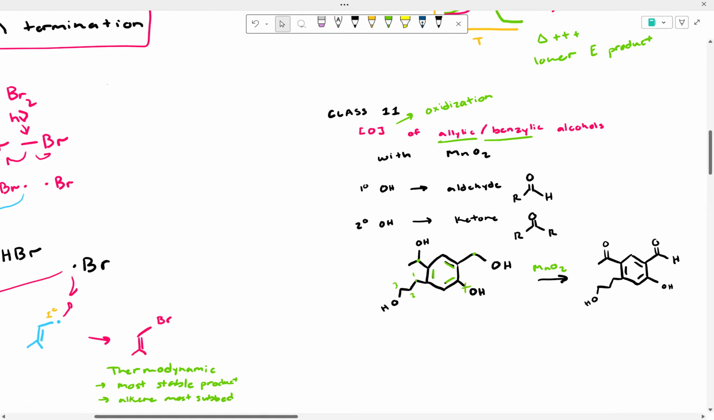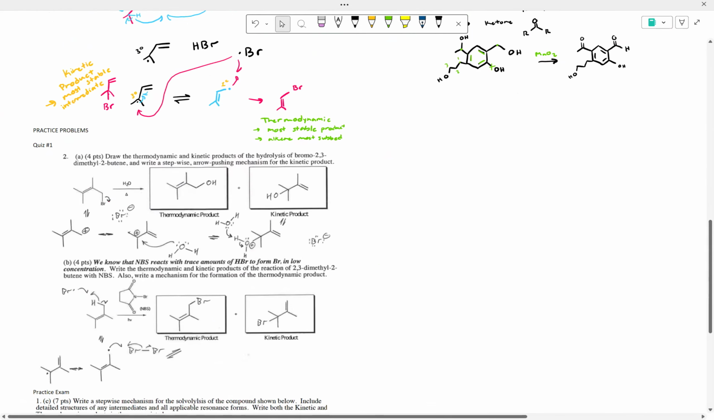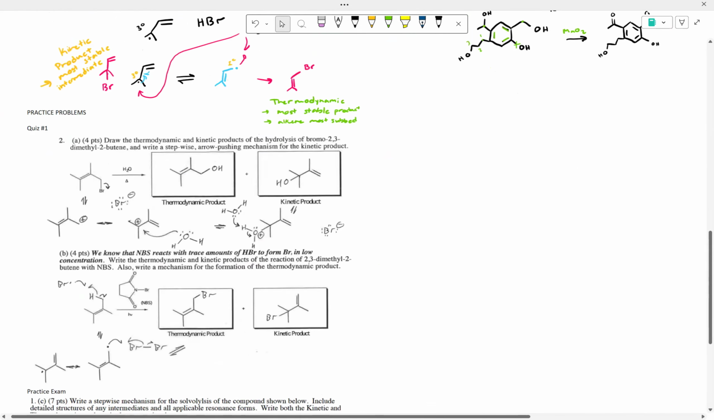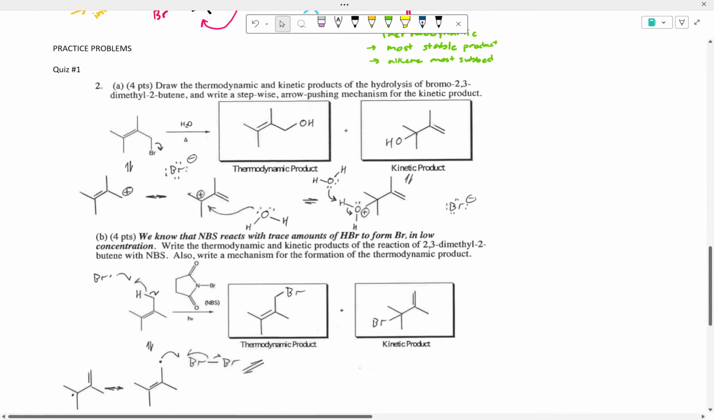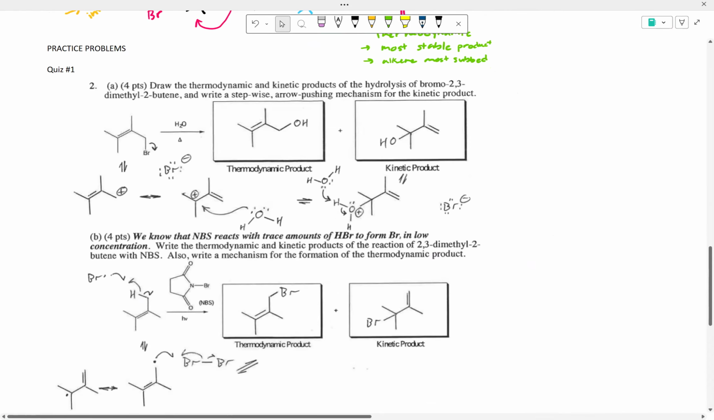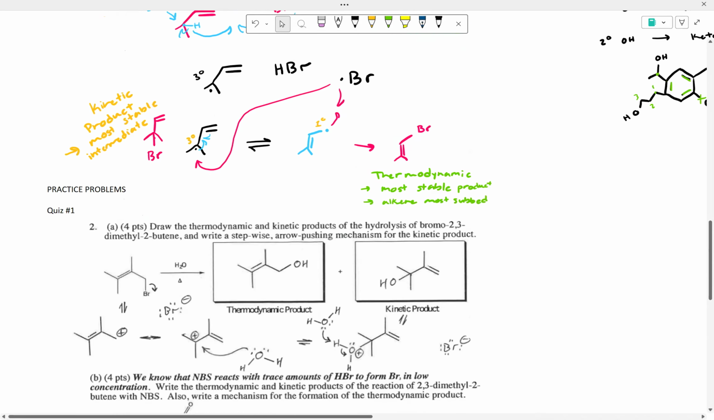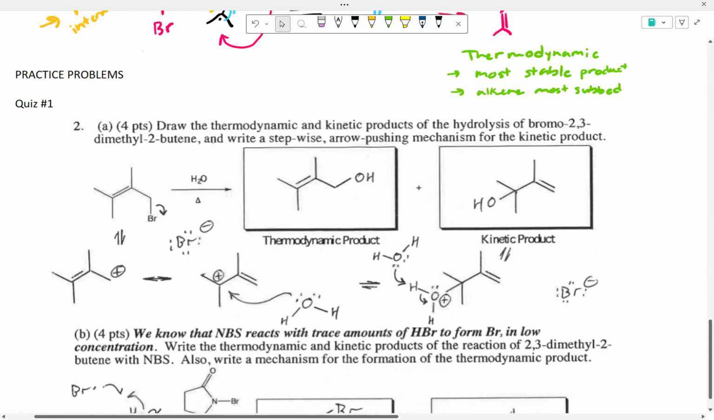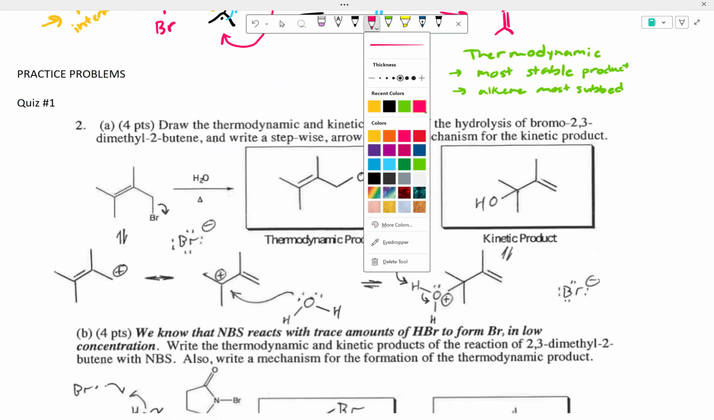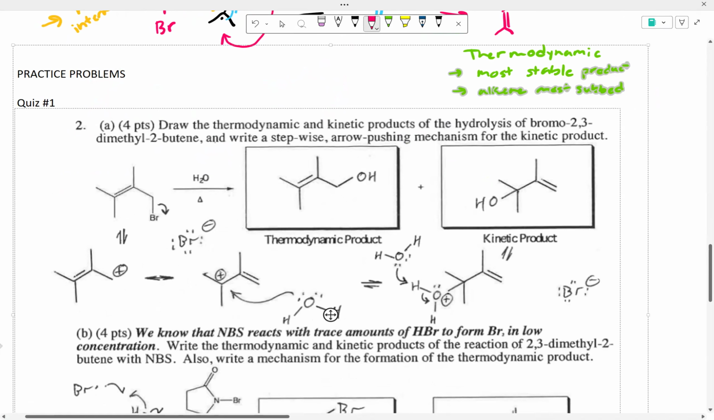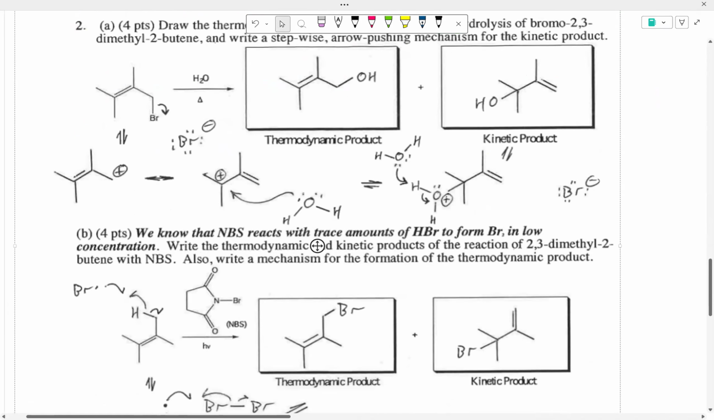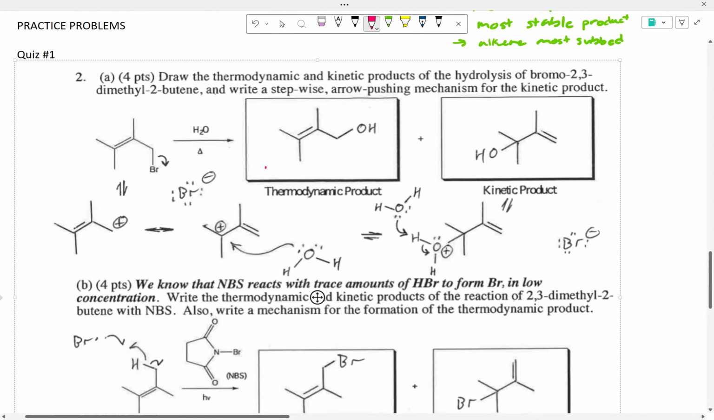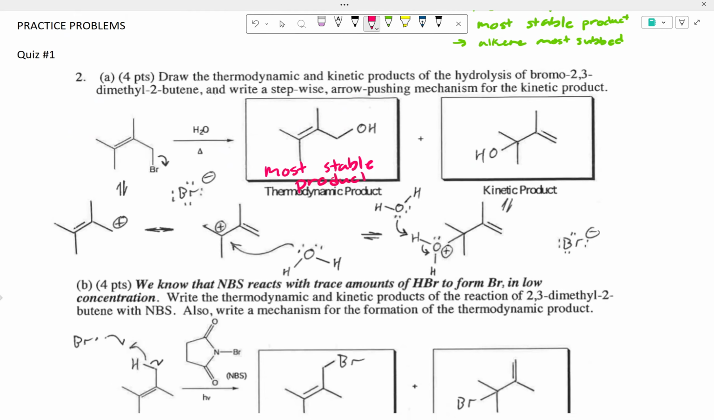Next thing is practice problems. Here we can see above, from quiz 1, the concepts that we learned above. I'll go over these quickly. This one is the thermodynamic product because it is the most stable product, because there's the most substituted alkene.